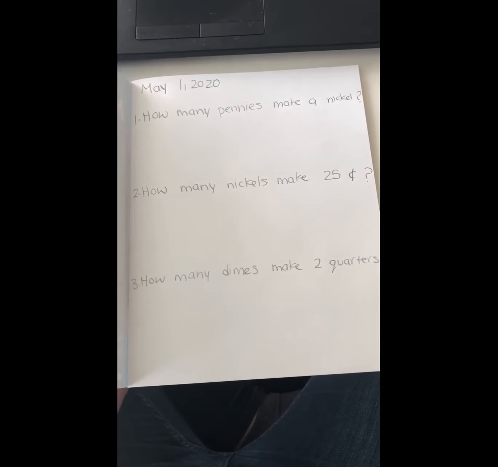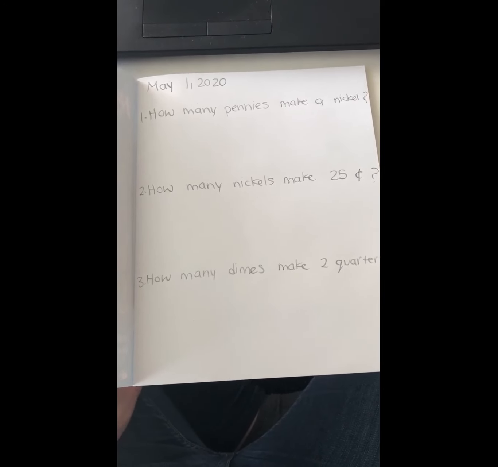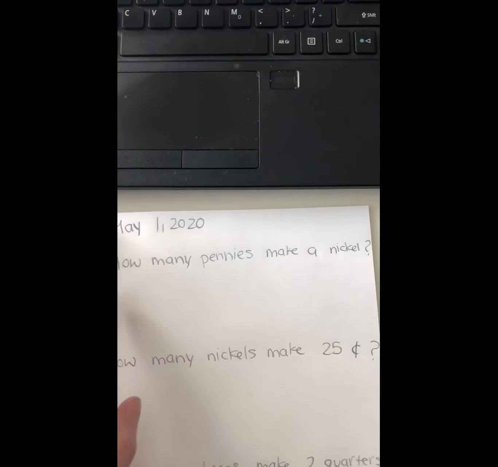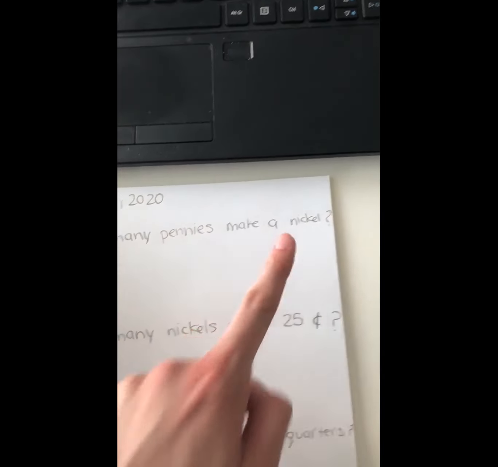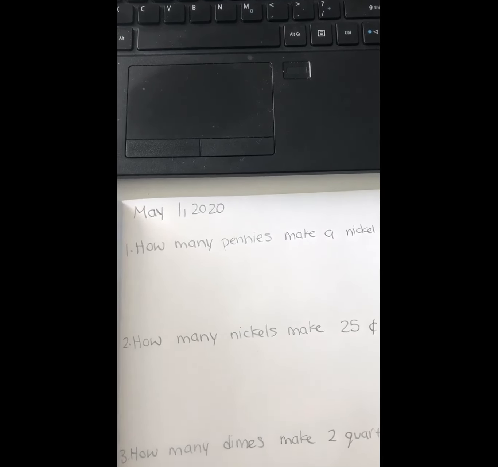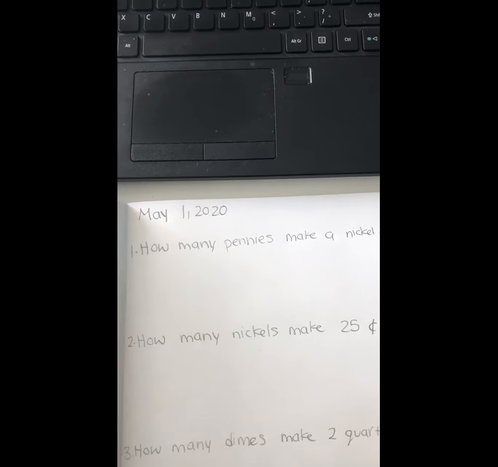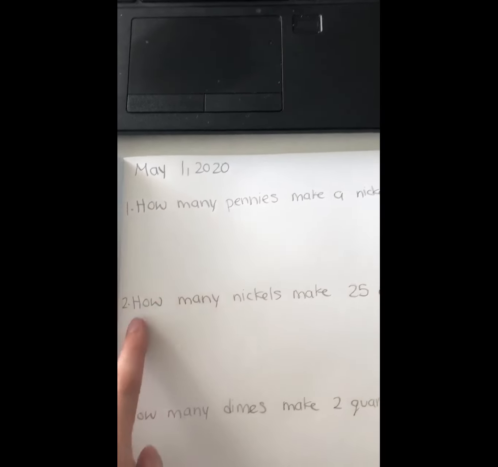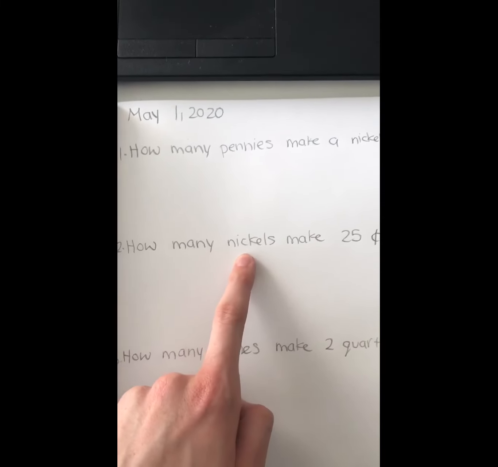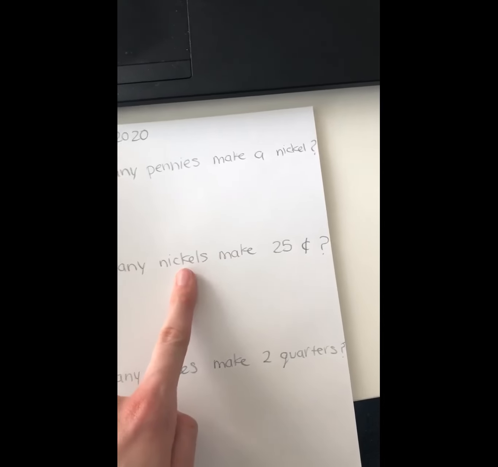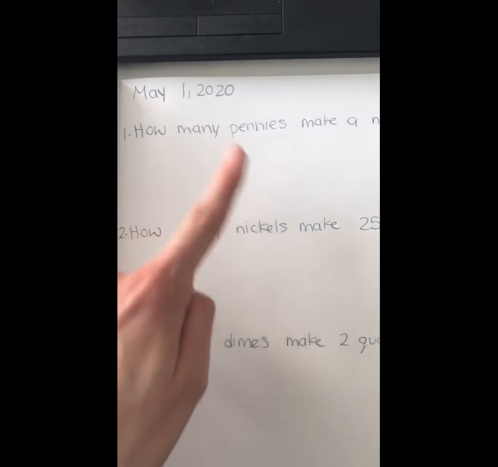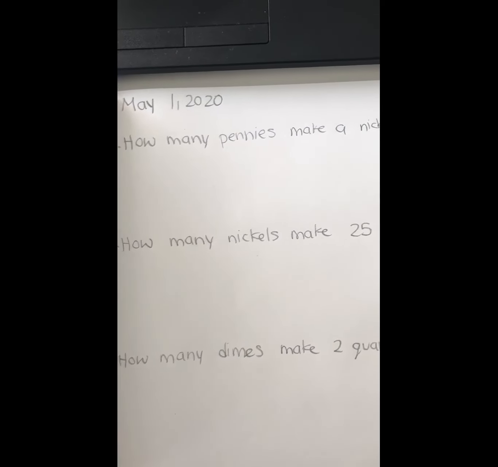Okay, so on this page, I want you to show me your work so I know how you solved the question. Now, the first question says, how many pennies make a nickel? So think about how much a penny is worth and how much a nickel is worth. So how many pennies would you need for it to be the same as a nickel? So that's what you're going to show me right here. Number two, how many nickels make 25 cents? Now think, how much is a nickel worth and how many will you need to equal 25 cents? So you can write it down for me if you want. You could even draw pictures of coins with how much they are worth in the middle.